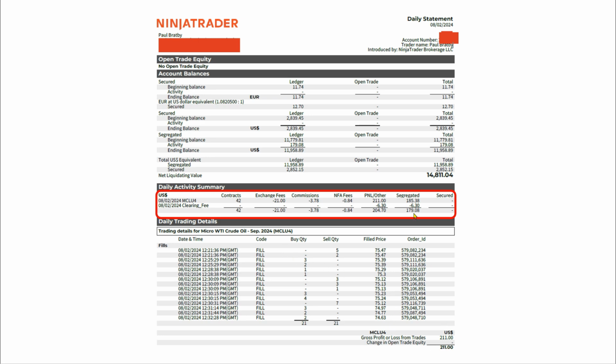In fact, after commissions, because when you're trading micros, especially 42 contracts in the matter of a few minutes, you are going to get those fees, okay? Because I'm European as well, British, and NinjaTrader's a US account, I have segregated and normal accounts as well. But by the by, it was profitable.